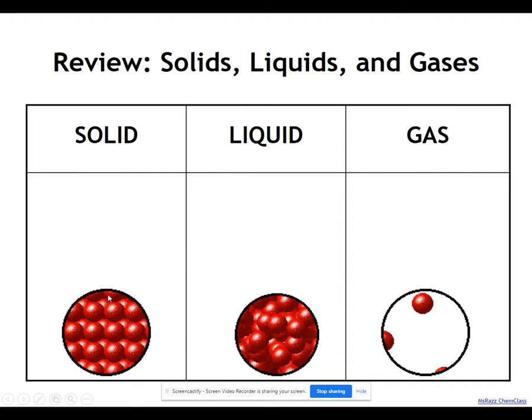Now, review of solids. Solids are barely moving. They're tightly packed together. They're vibrating in place. Liquids, they have more energy, so they're moving around, flowing past one another. And gases have a lot of energy, so they're bouncing off the walls, going crazy. No definite shape, no definite volume. And don't forget, there is a fourth state, plasma. And it is so high in energy that it actually loses electrons.